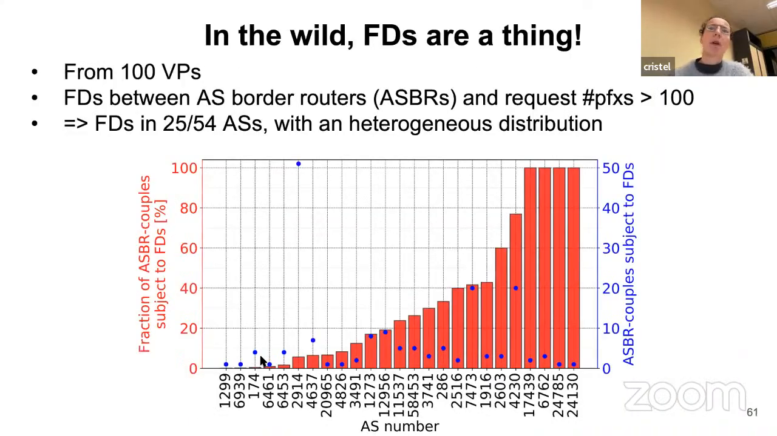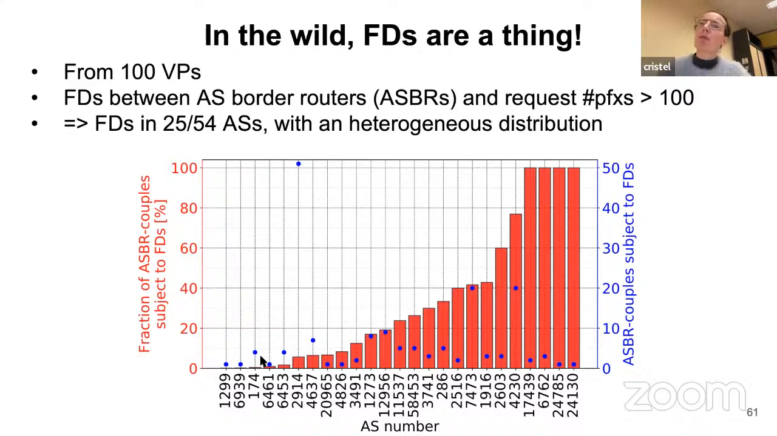So what are our experiments? What we did is we used the NL ring. I don't know if you know the NL ring. It's a set of nodes. It's Linux machines that are managed by network operators. And then if you get access to them, you can start probing from all of them.